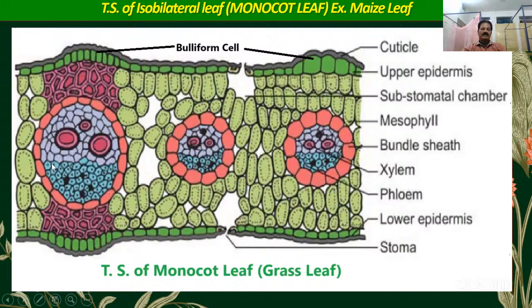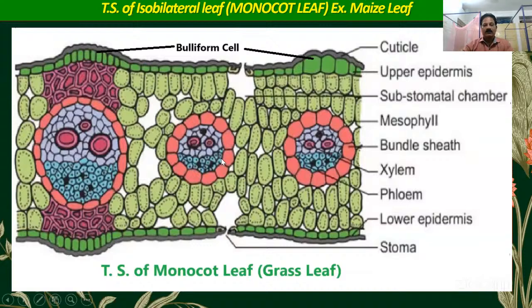But the bundle sheath extensions in the dicot leaf are parenchymatous. In the monocot leaf, they are sclerenchymatous. And each vascular bundle is conjoint, collateral, closed, same like the dicot leaf. So let us see.